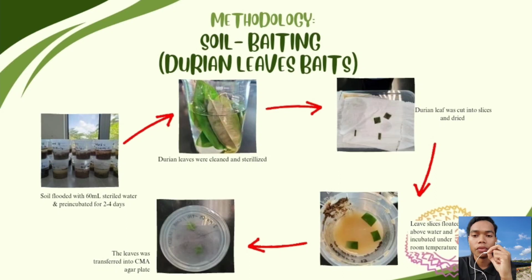Next is soil baiting for durian leaf. The procedure is the same, where fresh durian leaf was cleaned and sterilized with 70% ethanol. Then it was cut into squares about 1 cm x 1 cm and let dry. The leaf was left floating above the soil water at room temperature. After 2 to 4 days, the leaf was transferred to a CMA plate.